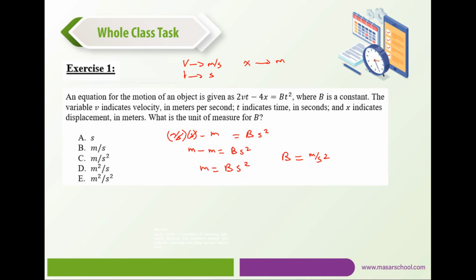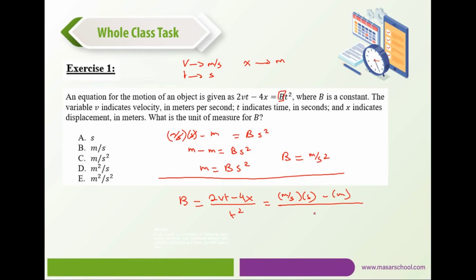Another way: since we're interested in determining the unit of b, we're going to isolate b. So b would be given by 2vt minus 4x divided by t squared. Now 2 has no unit, v has unit of meter per second, t has unit of seconds, 4 has no unit, x has unit of meter, divided by the unit of t, which is second to the power of 2. This would cancel, meters minus meter over second squared. That would be meters per second squared, and the correct answer in this case is C.